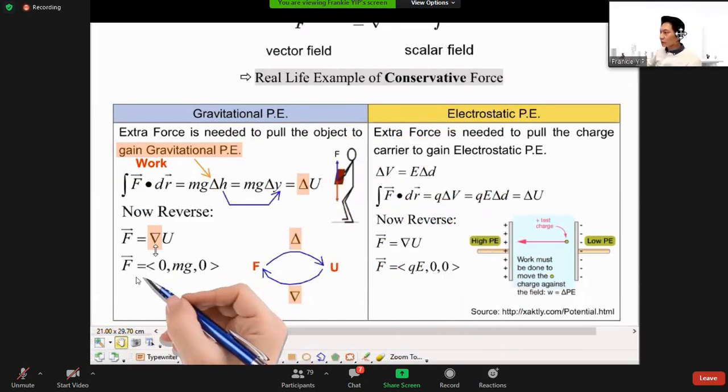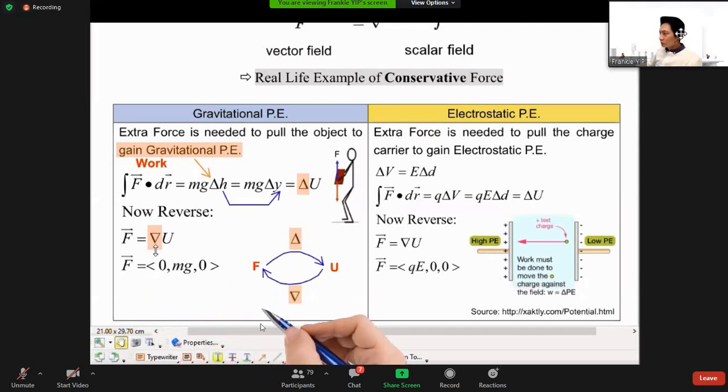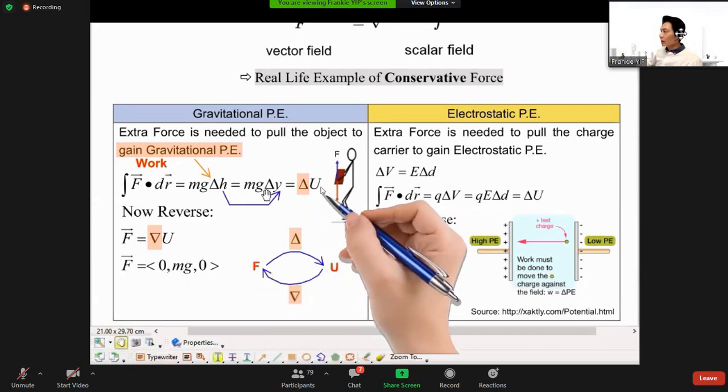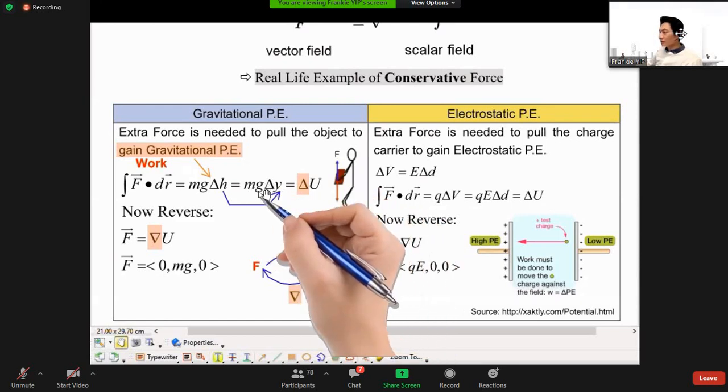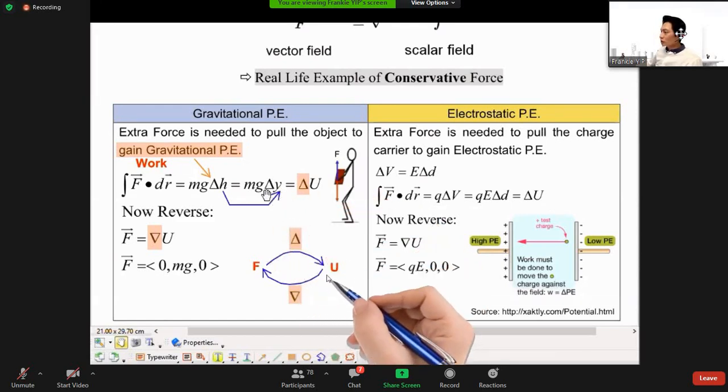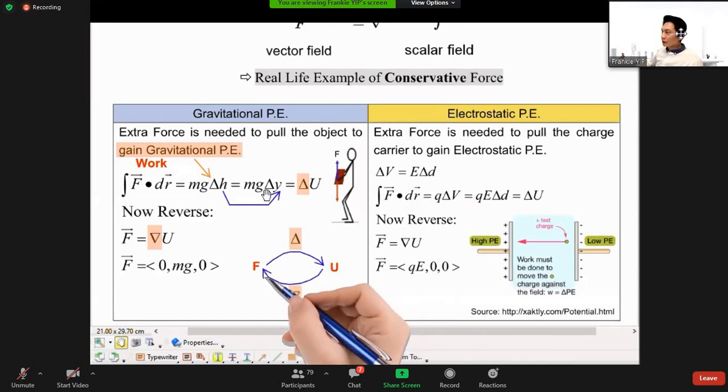Okay, so let's see how we can get the F out over here. Now I have this one. This is a delta U, right? So it's mg delta y. In order to find out the F, just now I asked you to remember it is the del U. You find the gradient of the U, and then you can get back the F, right?